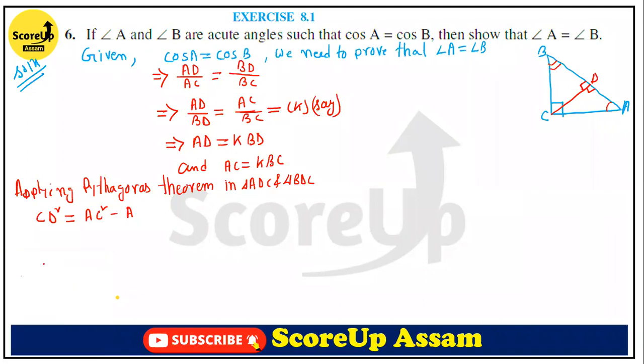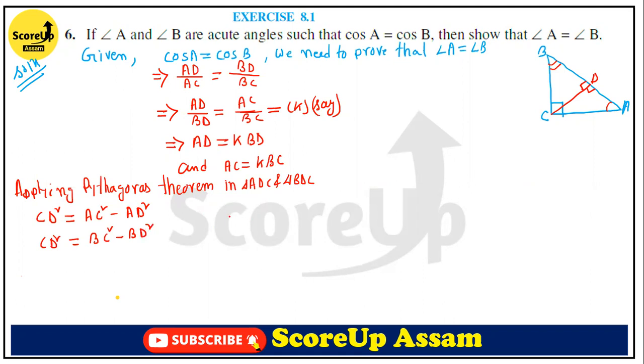Okay. So here AC square minus what? AD square. Right. That means similarly, can you write CD square is equal to what? CD square will be BC square minus BD square.